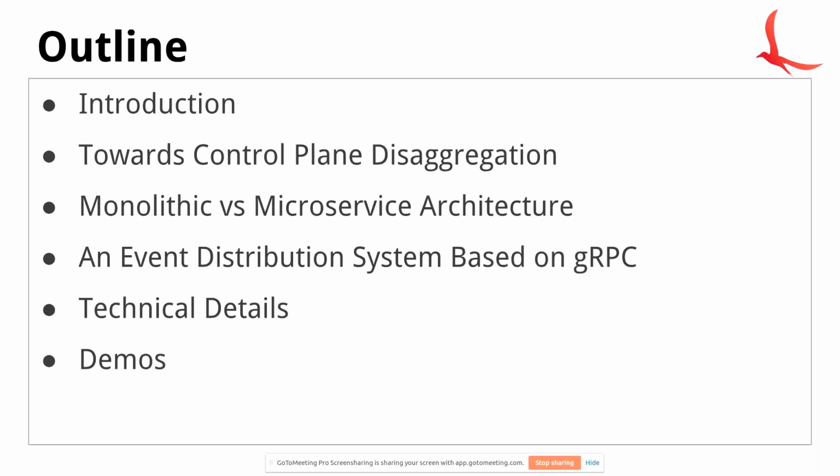Then I will present an event distribution system based on gRPC in ONOS, and we will see how we can use this application in order to migrate from a monolithic architecture to a microservice architecture. So I will talk about the technical details of the app, and I also prepared 2 demos to give you an idea about the usage of the app in practice.